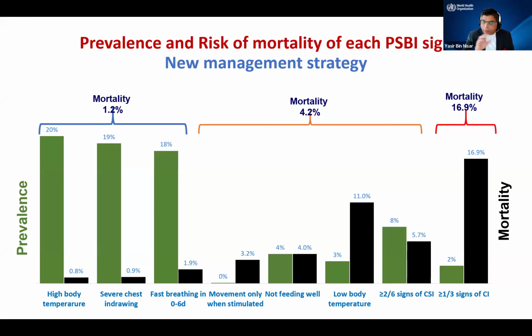We now call these signs low mortality risk signs. However, a few signs, such as movement only when stimulated, not feeding well, hypothermia, or multiple signs, have a relatively high mortality with low prevalence. Their mortality ranges from 3% to 11%, and on average it's 4% overall. Some signs, which we call critical illness signs, have quite a high mortality, where even with treatment they have 7% to 17% mortality. These signs are convulsions, not feeding at all, or no movement at all.